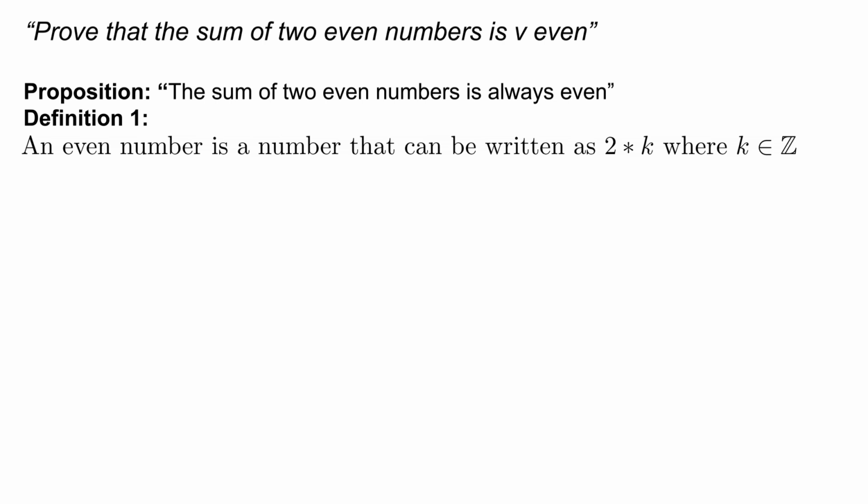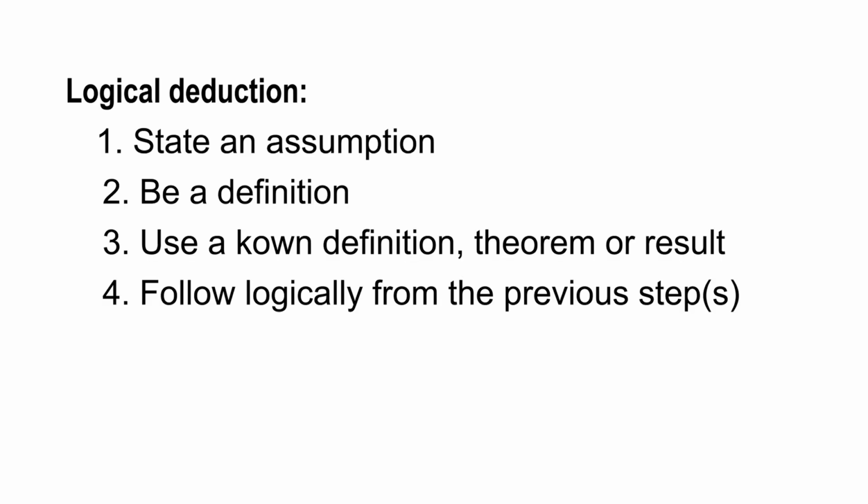Now we can start the actual proof, and we start by writing it explicitly with the word proof, followed by what kind of proof we are writing. In this case, I'm writing a direct proof. Now we start the logical deduction of the proof. In the logical deduction part of the proof, each step should either 1. state an assumption, 2. be a definition, 3. use a definition, theorem, or result, or 4. follow logically from the previous steps.